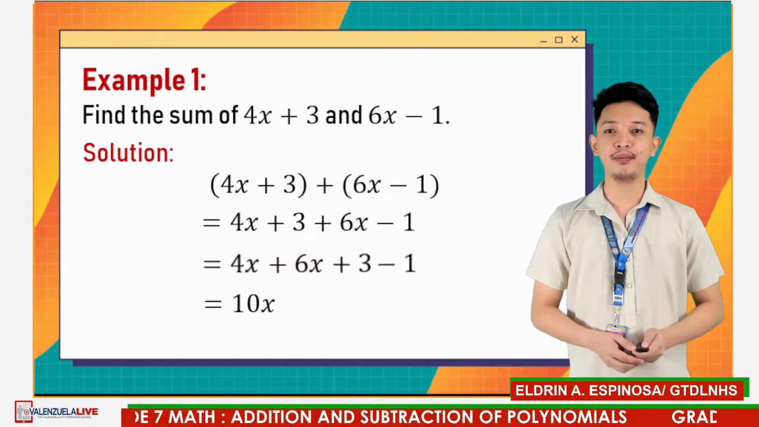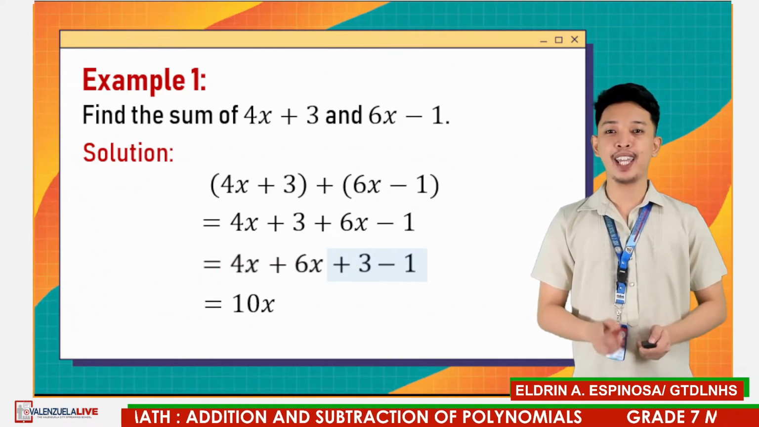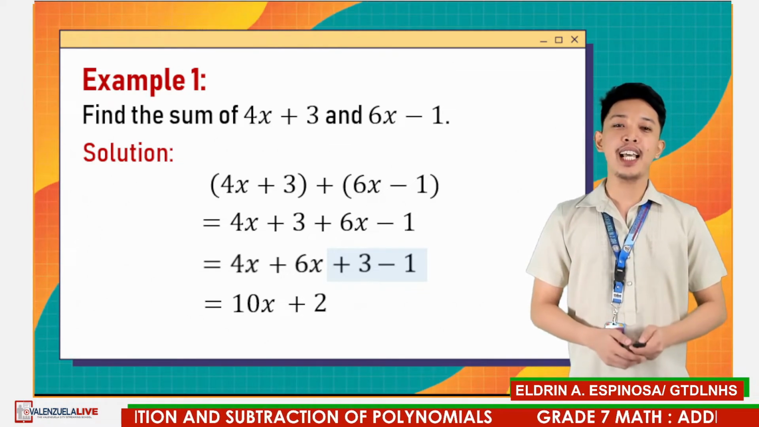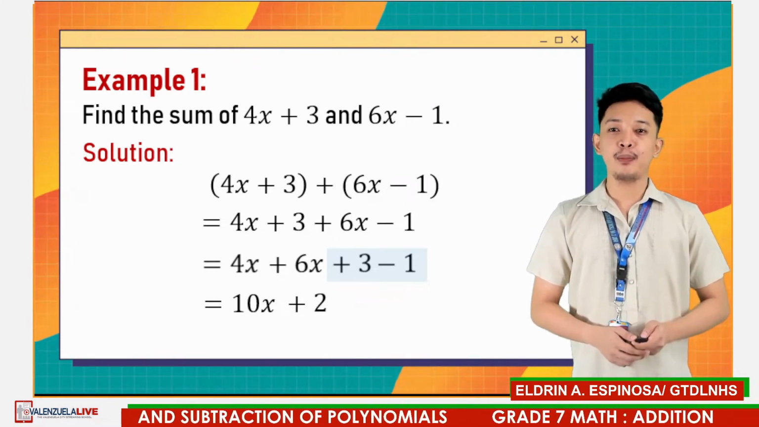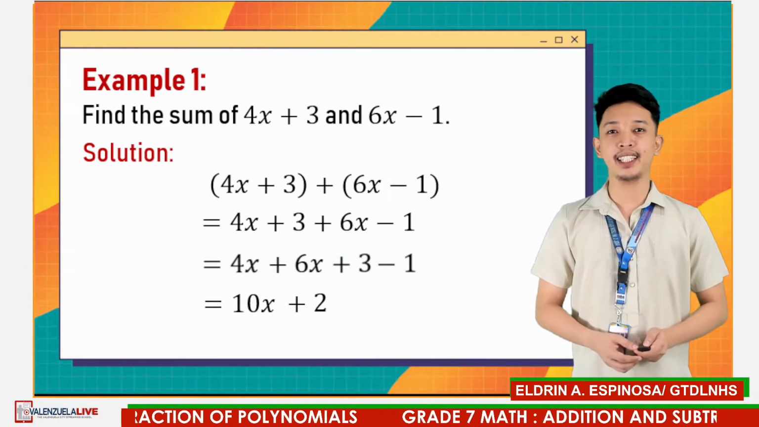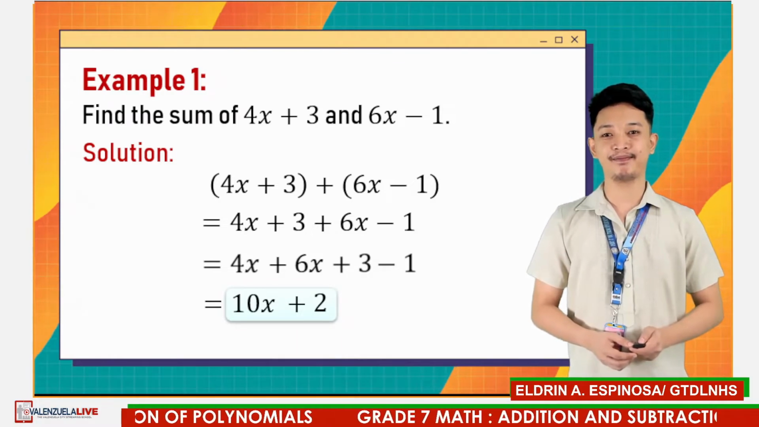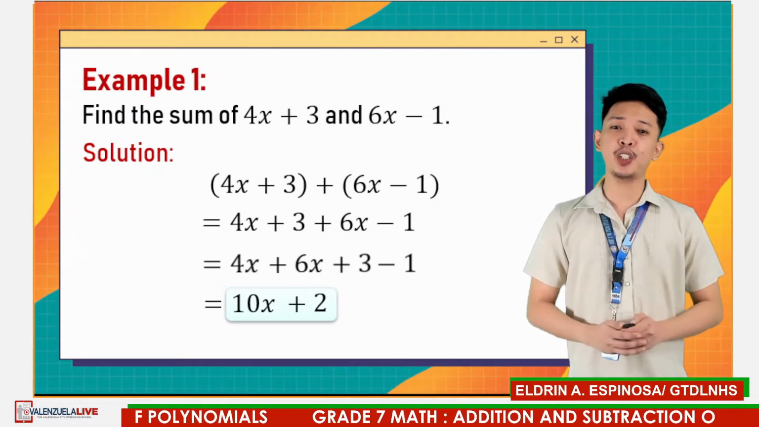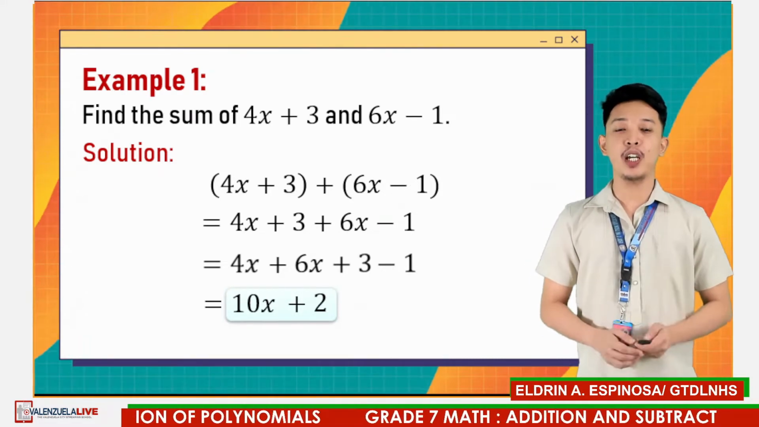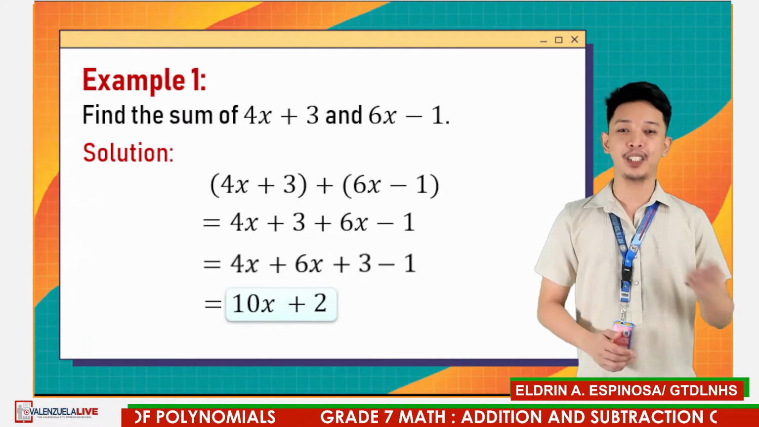Next, 3 minus 1 is equal to 2. Therefore, the sum of 4x plus 3 and 6x minus 1 is 10x plus 2. It is important to write the sign of the terms whether it is positive or negative to separate the terms with the other terms.